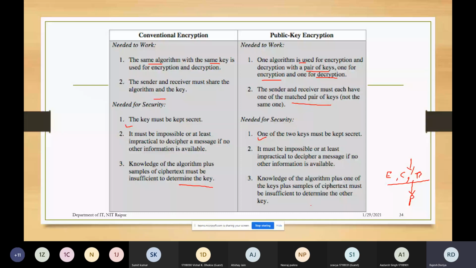And in this case, if only the encryption algorithm and the ciphertext are available, even after that it should be impossible for the adversary to find out the plain text. So this was some of the comparison between the conventional and the public key encryption technique.